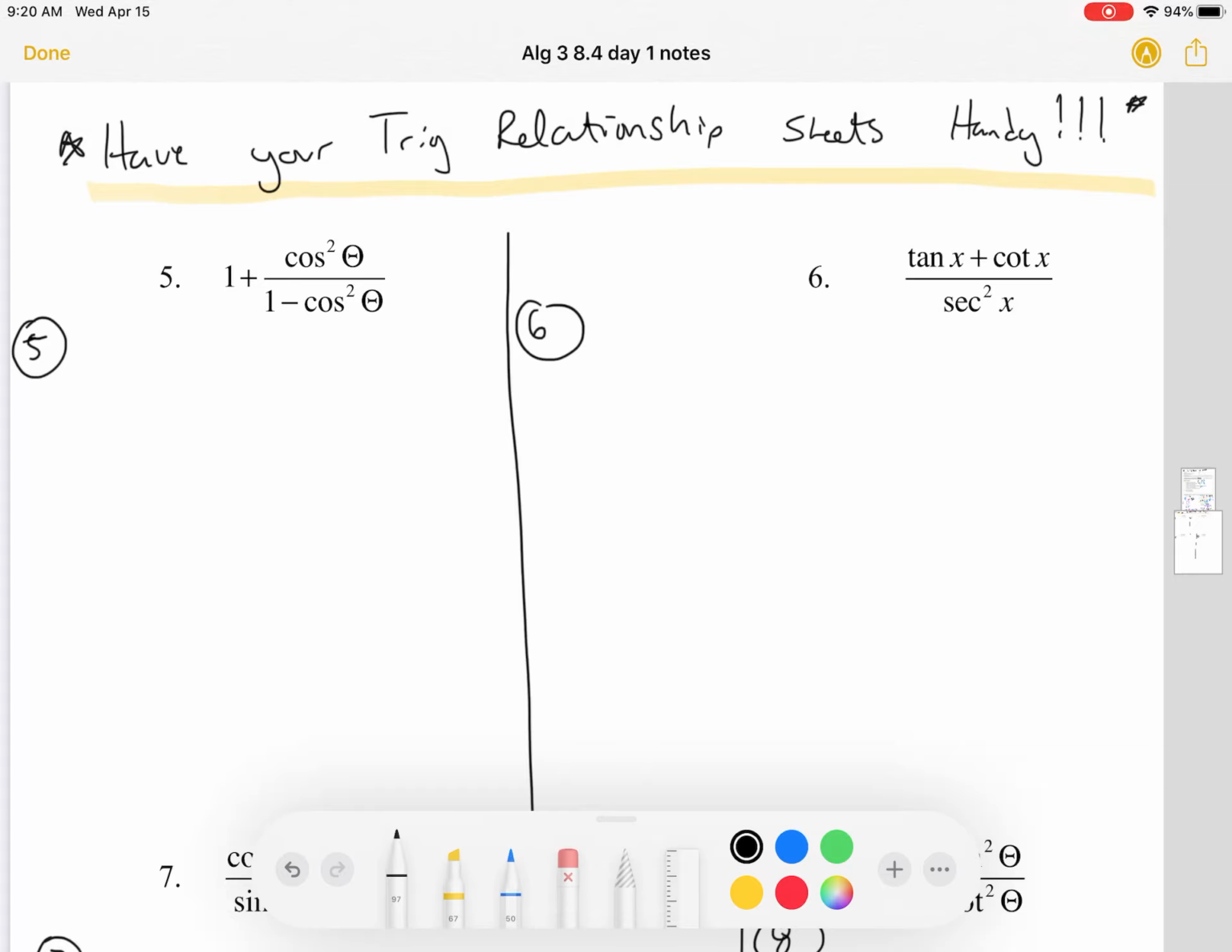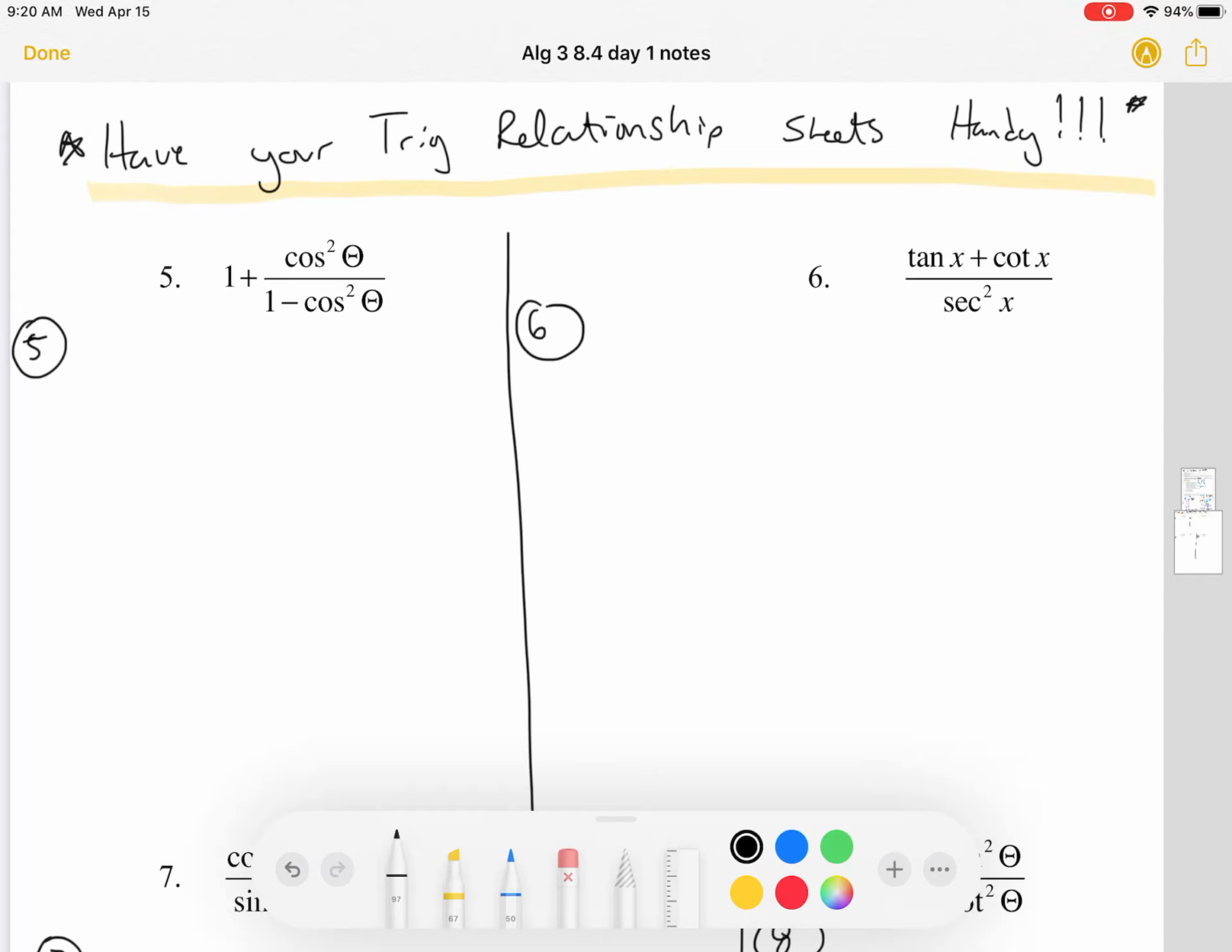Hello, everybody. We are back for day 2 of the 8.4 day 1 notes. I know that sounds confusing, day 2 of the day 1 notes, but again, I'm just chopping each note section into multiple days so that we can better understand this stuff as we do this virtual learning.